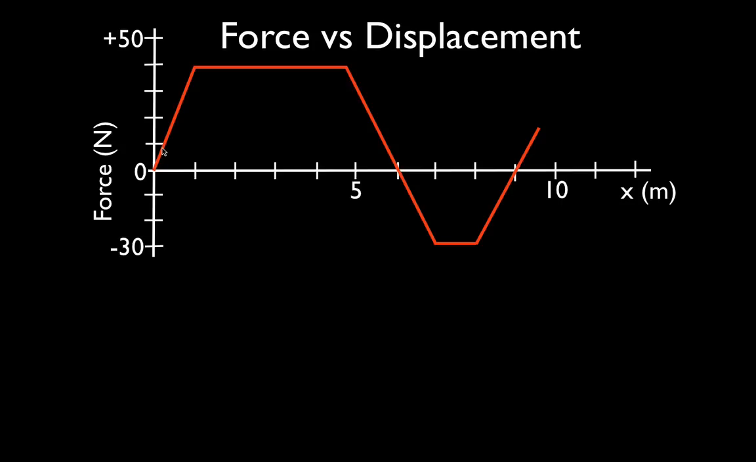It's a changing force. It starts at 0, and then for the first meter, it increases to 40 newtons. Then it's constant through 5 meters, and then it starts to decrease, and then it changes direction, the net force, or the force changes direction, and then it increases in the negative direction to 30 newtons. It's constant, and then it decreases again back to 0, and we're going to figure out the amount of work done by the force between 0 and 9 meters.